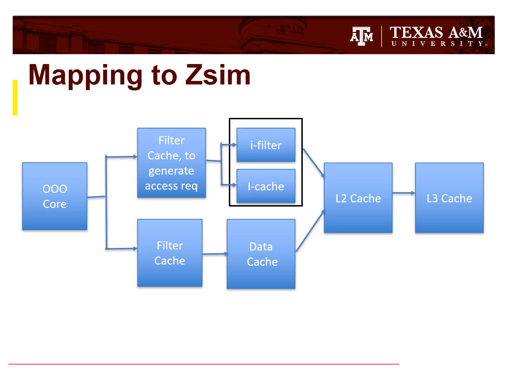The filter cache implementation for the data cache has been left untouched, and the access request generated here goes parallelly to the iFilter and the iCache. Let's move on to Roshni.